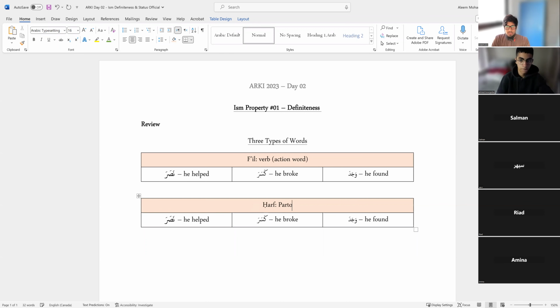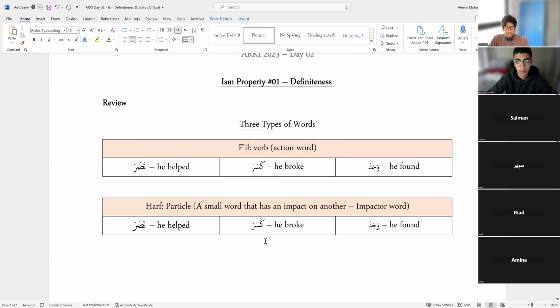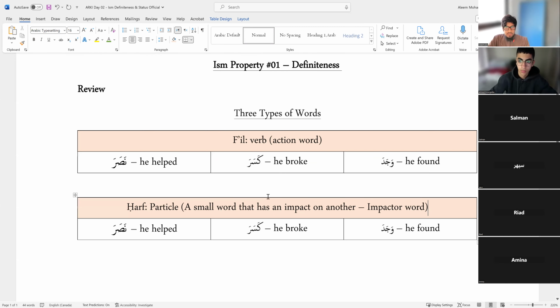All right, so some of you gave the basic answer, which is a particle. But who really knows what a particle is, right? Many people don't know that. So some of you also said a small word that has an impact on another, right? Or as Brother Riyadh keeps calling it, an impactor word, which is a pretty good way of describing it, right? Yeah, I can make the text bigger. Is that good?